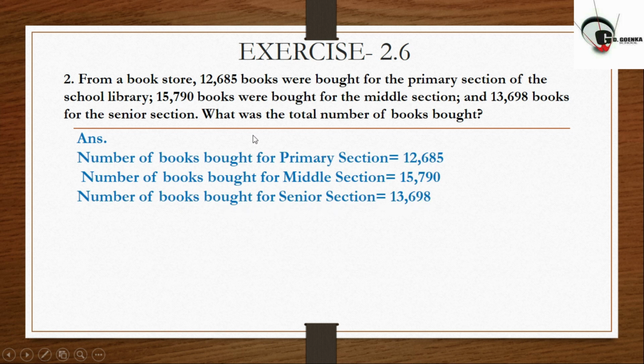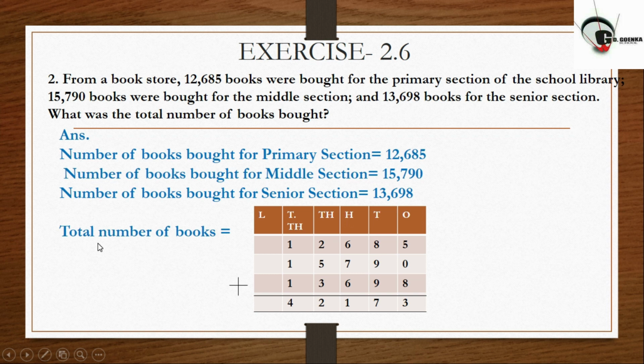So as the question suggests, what is the total number of books bought? So we need to, of course, do the total of these numbers. So it is 12,685 plus 15,790 plus 13,698. We need to add all these three numbers. We will get the answer as 42,173. Okay, so let us move to the next one.